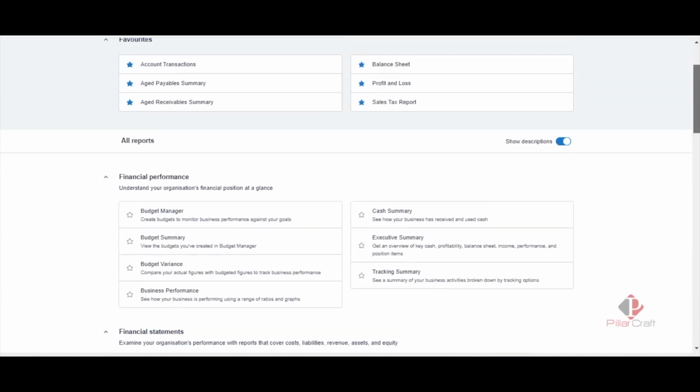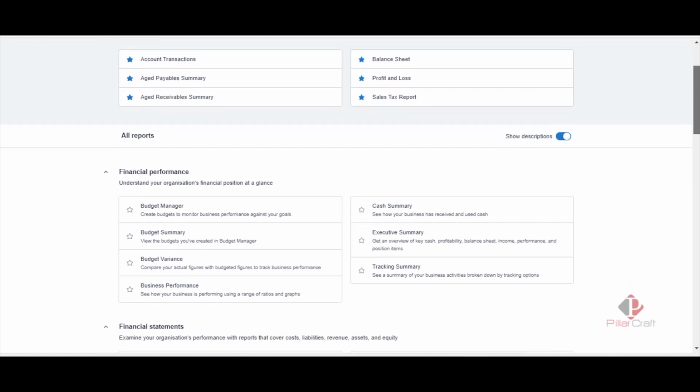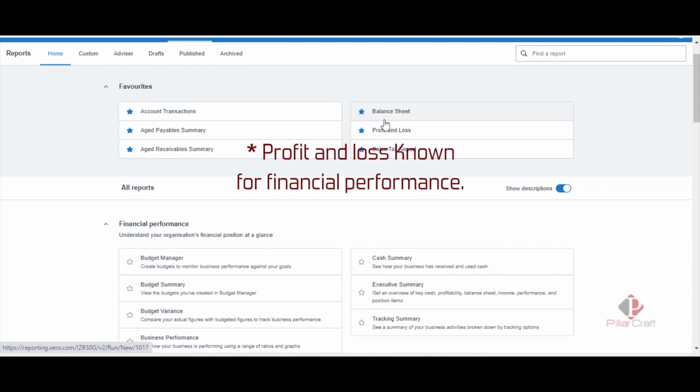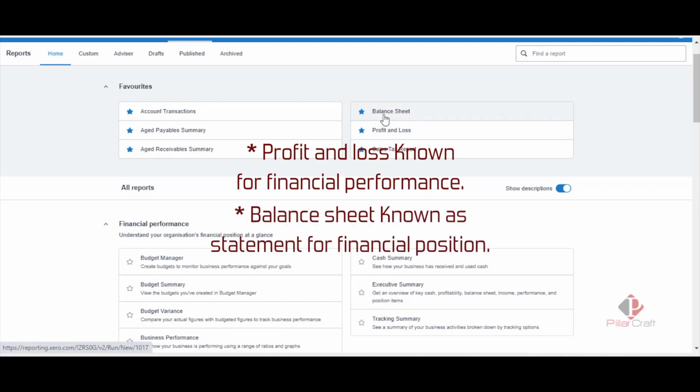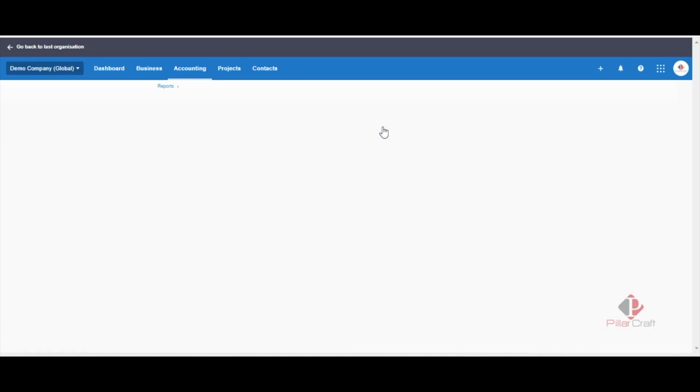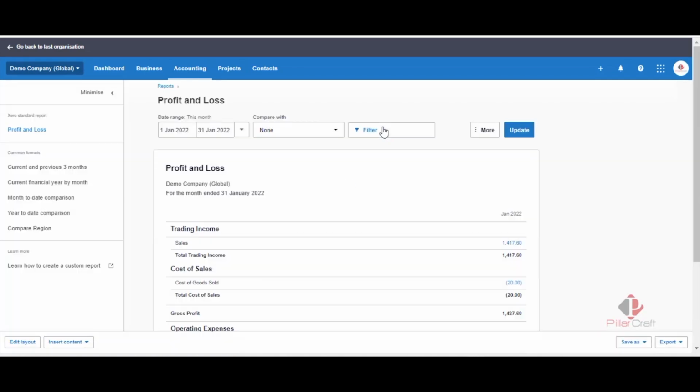However, we'll be focusing basically on two reports in this video. One is the profit and loss, and the other one is the balance sheet. Profit and loss, otherwise called statement of financial performance, and balance sheet, otherwise called statement of financial position. So let's open up our profit and loss and perform a basic review on it. Please note, I keep saying that what we're doing here is a basic review, not a very detailed one.